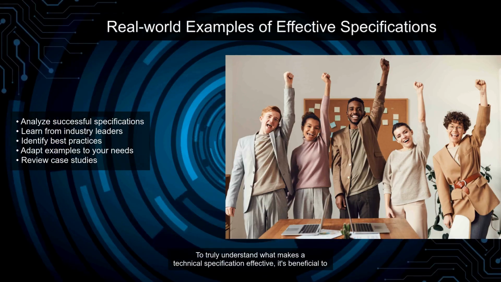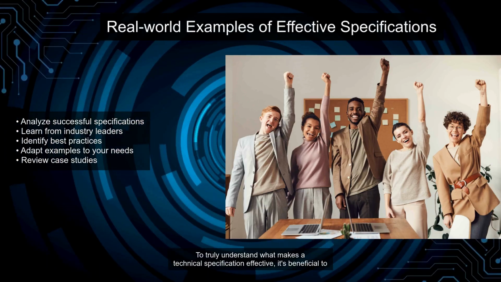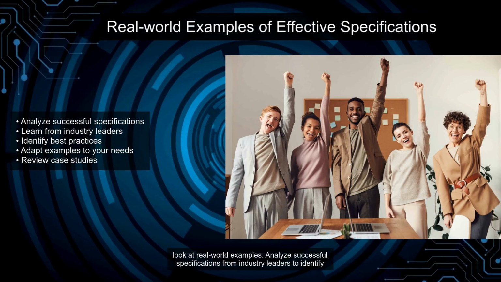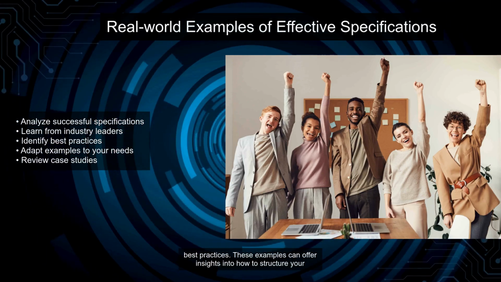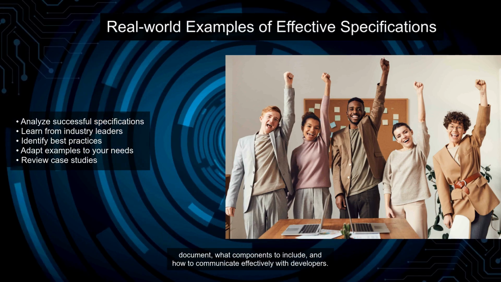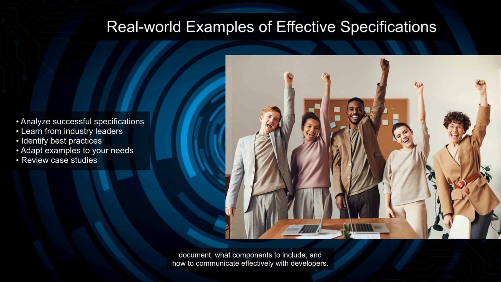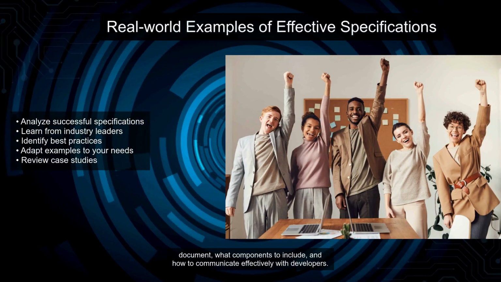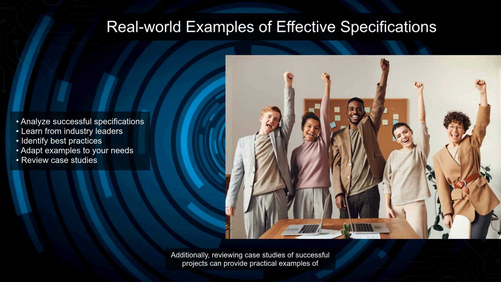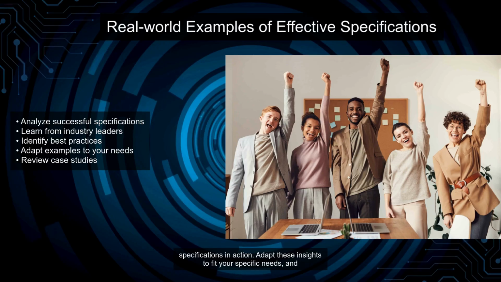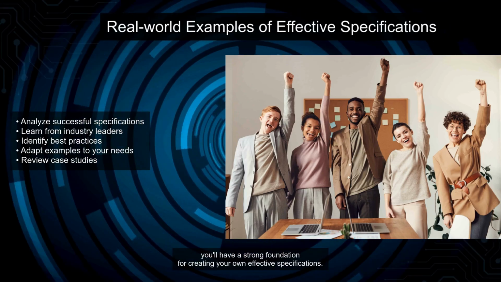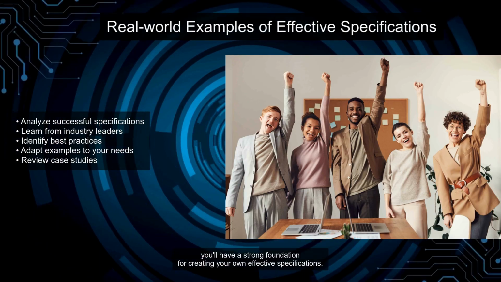To truly understand what makes a technical specification effective, it's beneficial to look at real-world examples. Analyze successful specifications from industry leaders to identify best practices. These examples can offer insights into how to structure your document, what components to include, and how to communicate effectively with developers. Additionally, reviewing case studies of successful projects can provide practical examples of specifications in action. Adapt these insights to fit your specific needs, and you'll have a strong foundation for creating your own effective specifications.